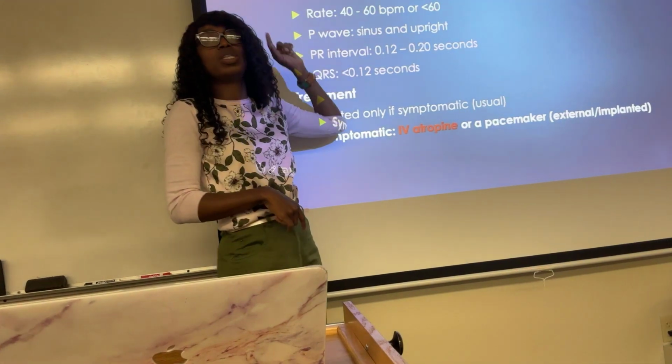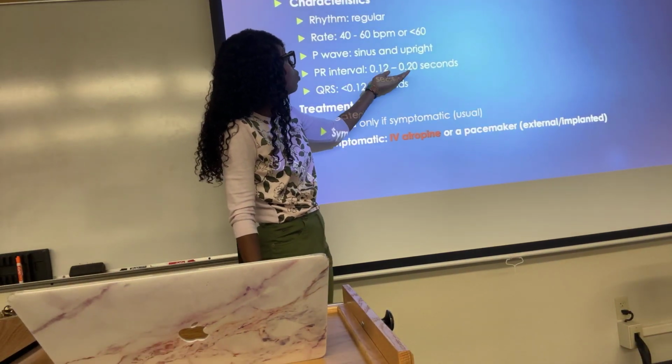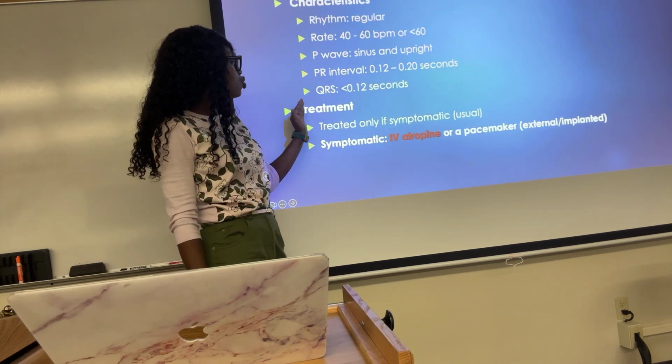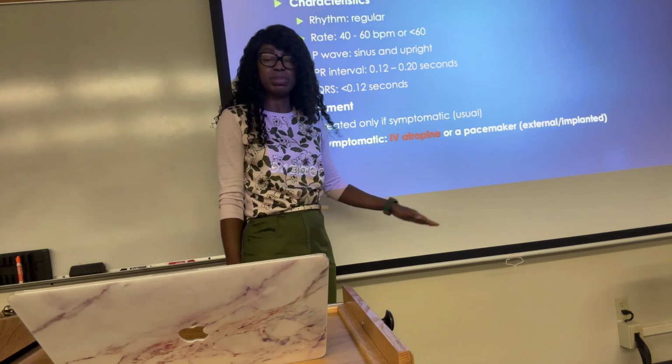AV node. The SA node is 60 to 100. So the P wave is sinus and upright, PR is 0.12 to 0.20, QRS less than 0.12. Now, the treatment, if someone is Brady, treat only if symptomatic.